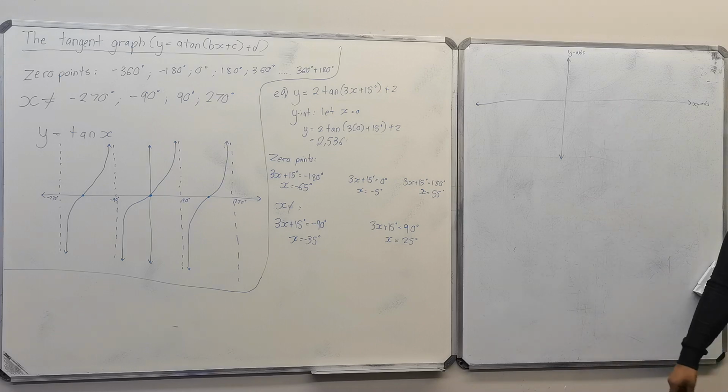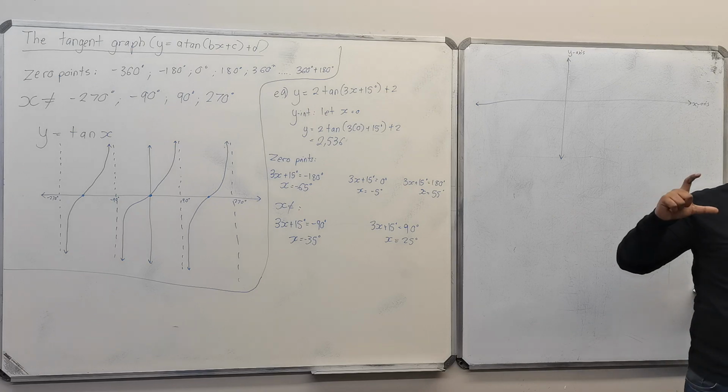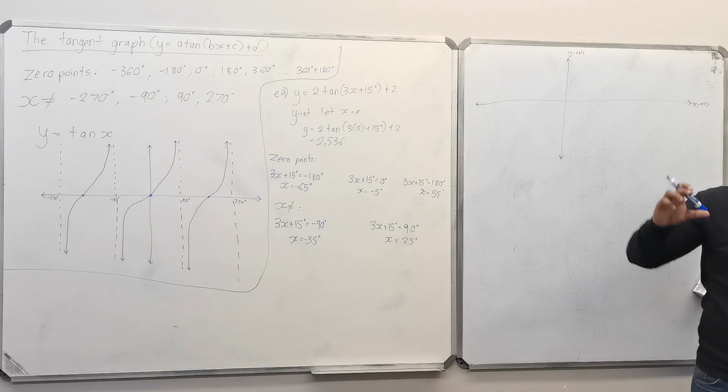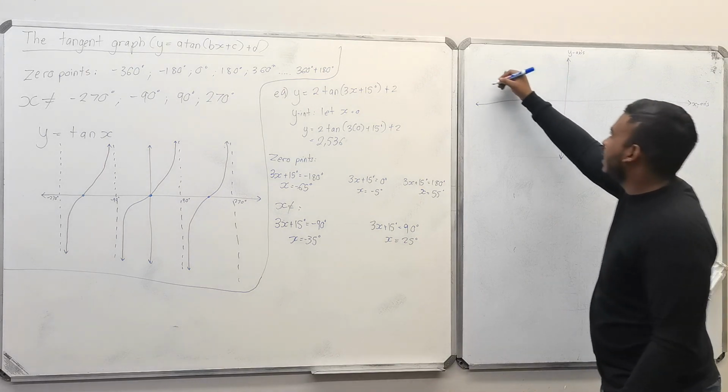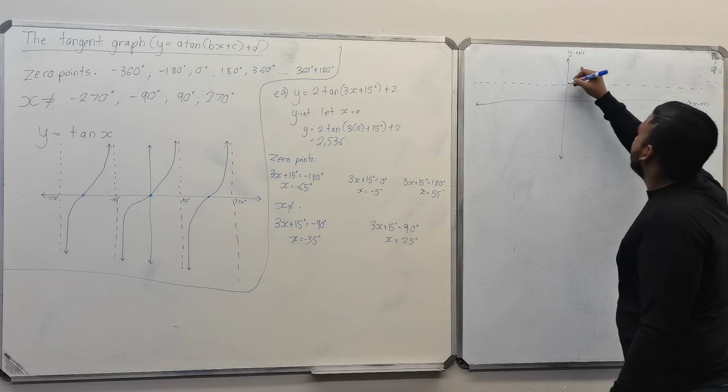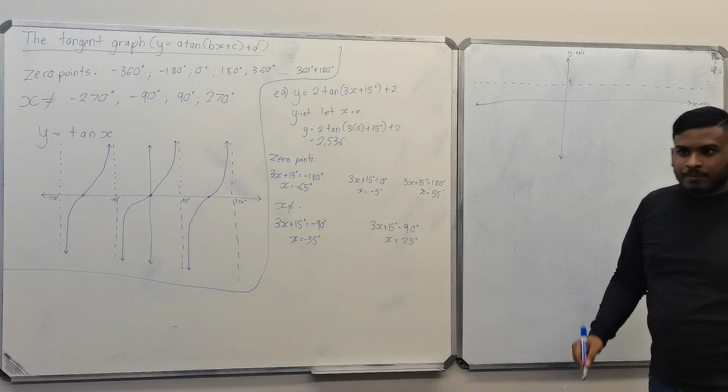Look at the d value. Your d value is 2. What does that mean? Your graph shifts 2 up. So your middle line is now 2 units up, right? So now your middle line is here, which is 2. Okay?